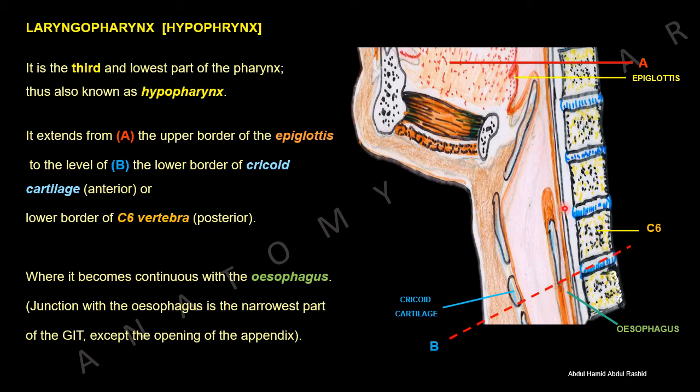At this level, it is continuous with the esophagus. So the junction between the laryngopharynx and the esophagus is the narrowest part of the gastrointestinal tract, except the opening of the appendix.